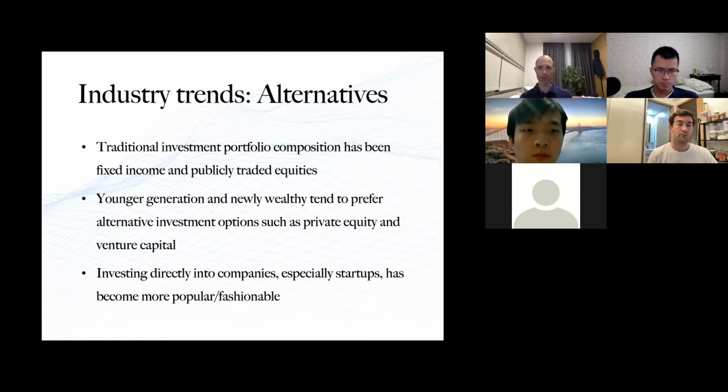Moving into more exotic or alternative investment classes such as private equity, early stage venture capital, and even getting into direct investing in startups. That's kind of a popular thing that's happened in the last 10 to 15 years in particular.